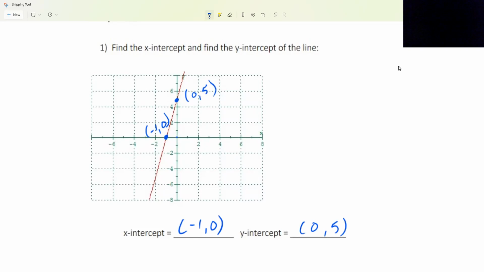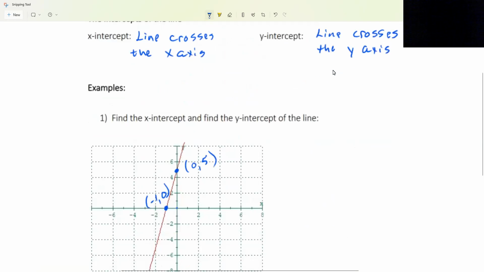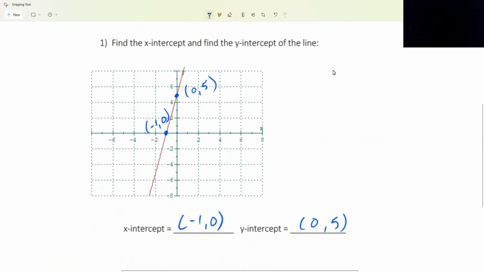Knowing what the x and y intercepts are, you can graph a lot really, really quick using these. And later on, they're nice things to know if you're going to write the equation of a line. So you can do some things with it to make things a lot faster.